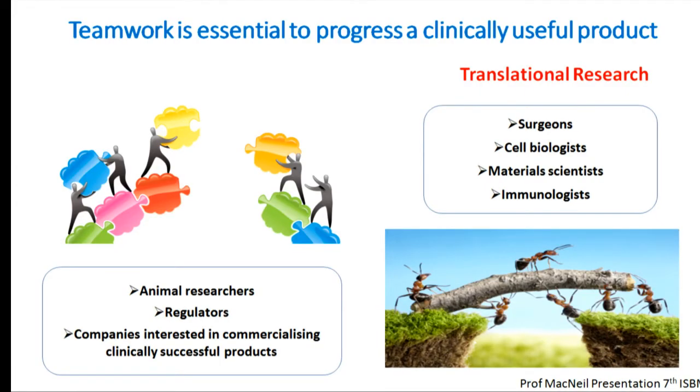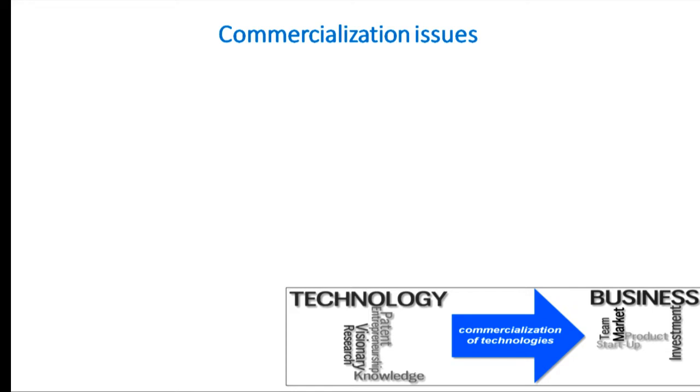That's the area of biomaterials where you need teamwork. You need surgeons, cell biologists, material scientists, immunologists and animal researchers, regulators, and industry support as well, and much more. So this is an area where you alone cannot work. You need a lot of collaboration. And when you're working in this area, you should know how you will convert this technology into business. That's good for your national economy, and that's something academics should take an interest in as well.